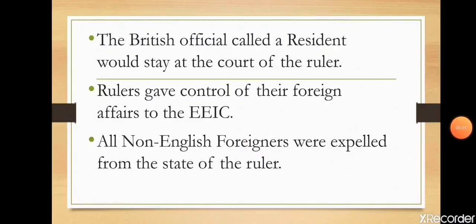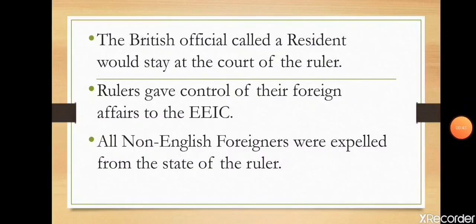The last feature of the Subsidiary Alliance was that all non-English foreigners were expelled from the state of the ruler. Indian rulers who had signed the Subsidiary Alliance with the British were not allowed to keep any non-English foreigners in his or her territory.